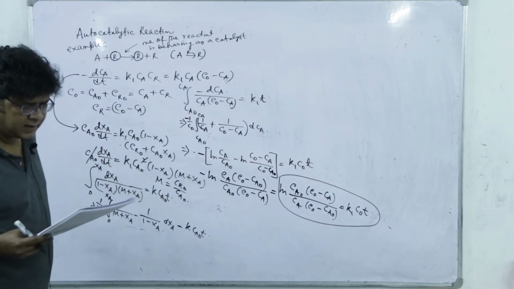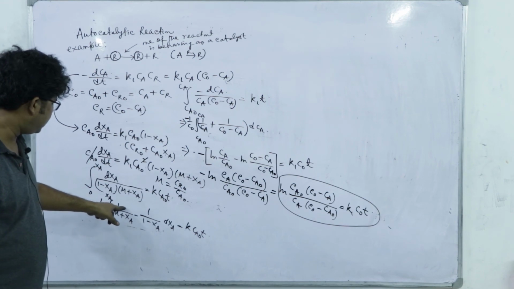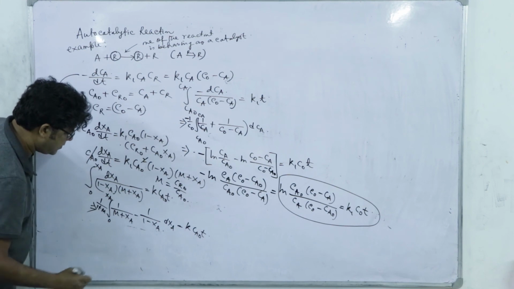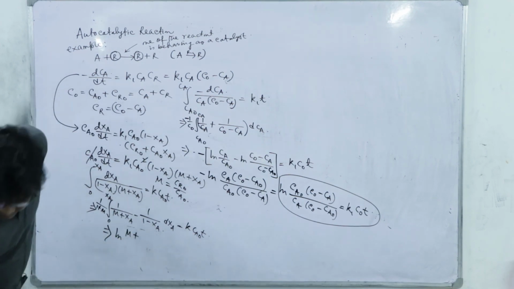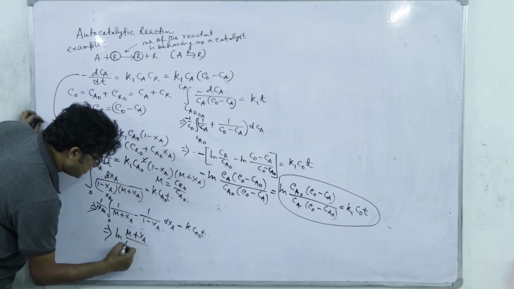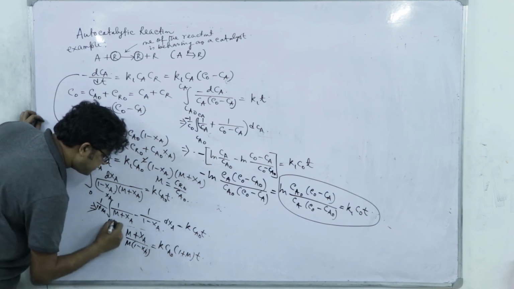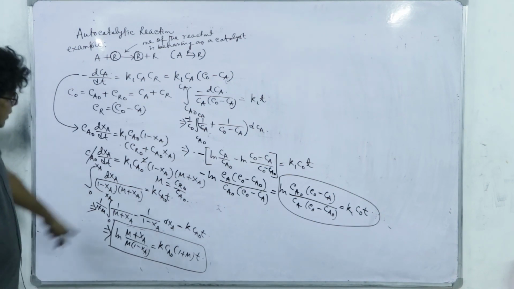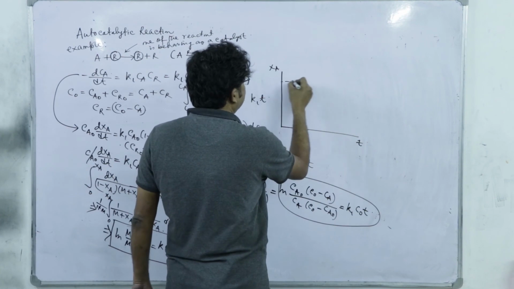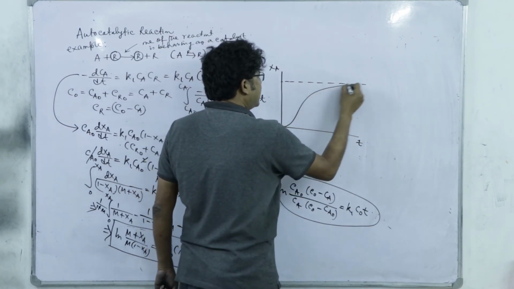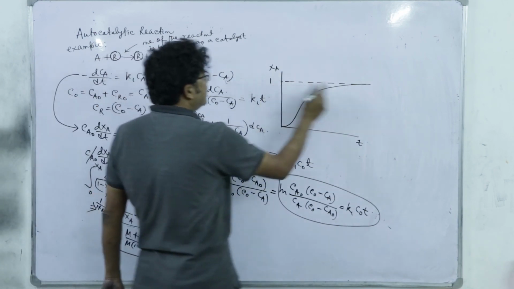So, if I integrate it, and now it is pretty simple, right, M 1 minus Xa minus 1, so 1 plus M. So, it will be ln of M plus Xa divided by M into 1 minus Xa equal to K into Ca naught into 1 plus M into T. So, if I plot from here, if I get this Xa, you see, it will be following a sigmoid type of curve, right, and this is 1. It will be approaching towards 1.